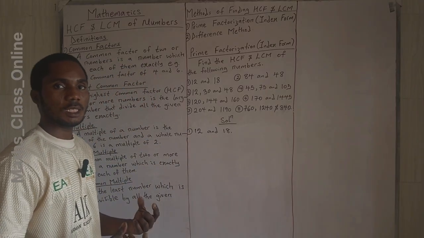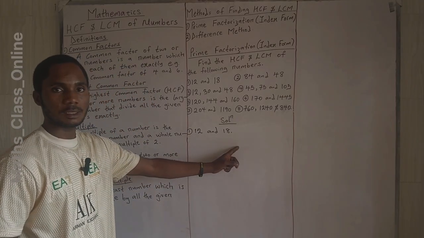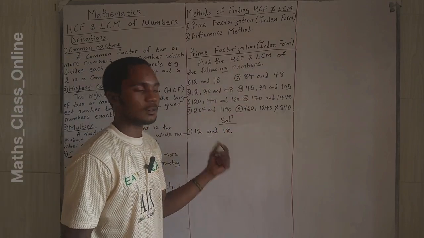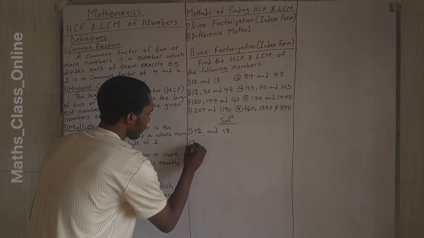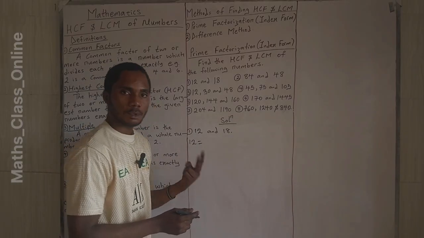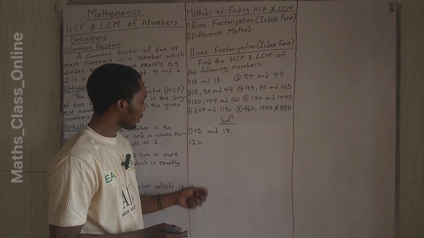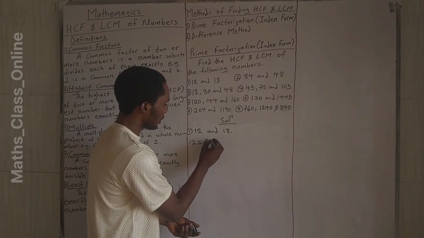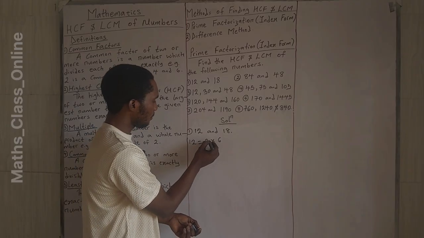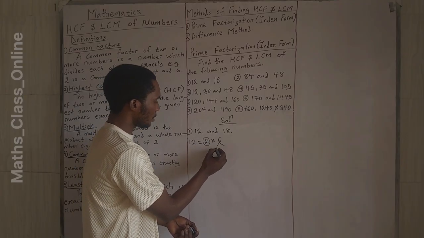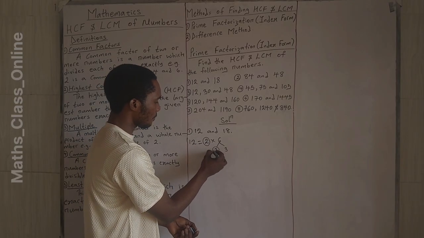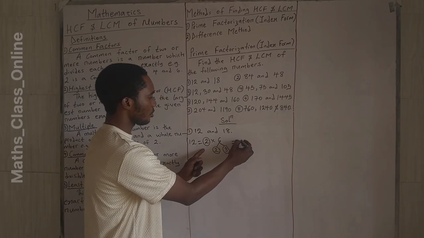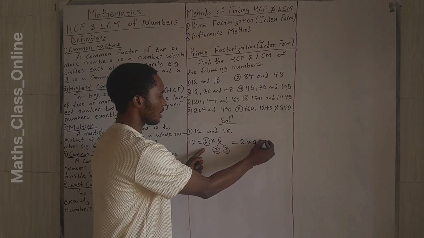We want to find the HCF and LCM of 12 and 18. But take note of one thing, we have index form. We discussed this in our previous class. Numbers you are going to multiply together that will give us 12: that is 2 and 6. 2 is prime. 6 is 3 and 2. 2 is prime. This means that 12 is equal to 2 times 2 times 3.